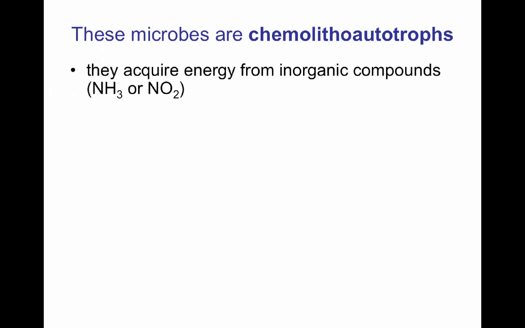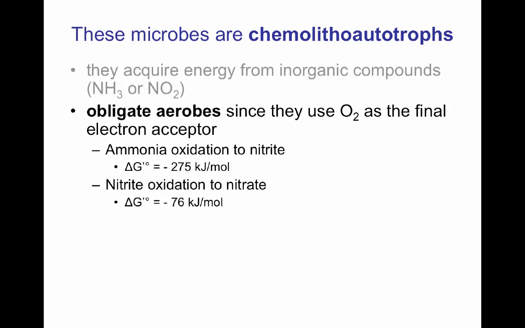So both these microorganisms are going to be chemolithotrophic autotrophs. This is one of the first examples that you have learned about the biochemistry of a chemolithotrophic autotroph. They're going to acquire their energy from an inorganic compound, either ammonia or nitrite. They are obligate aerobes, meaning that in order for these reactions to happen, they're going to use oxygen as the ultimate electron acceptor.